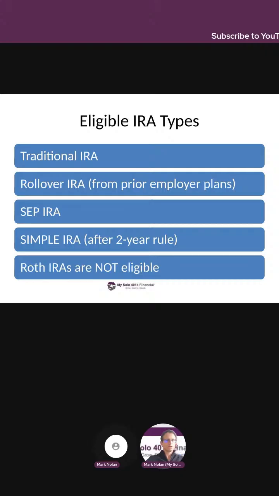So the rollover of IRAs is permitted to the Solo 401k. So traditional IRAs, SIMPLE IRAs after the 2-year period, SEP IRAs, those are allowed to be transferred to the Solo 401k because the IRS allows tax-deferred IRA funds to be moved from an IRA into a qualified plan, and a Solo 401k plan, just like a full-time employer 401k, is a qualified plan.